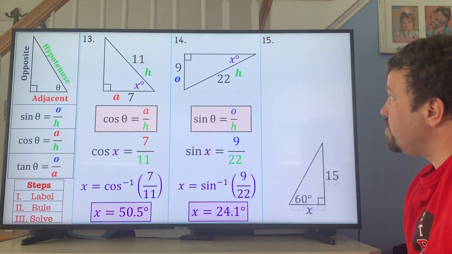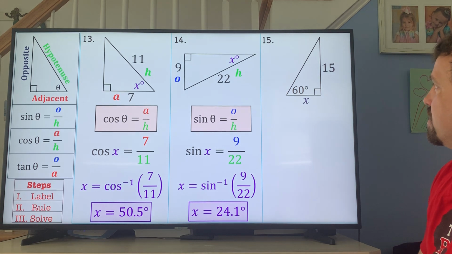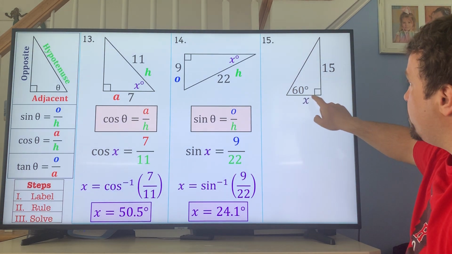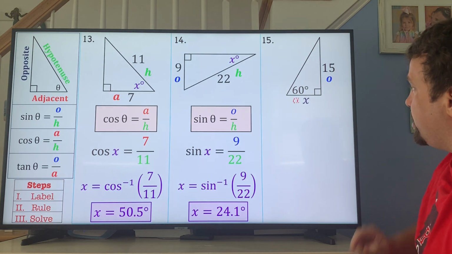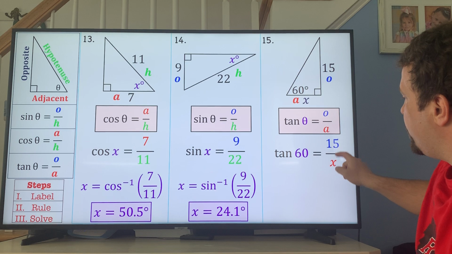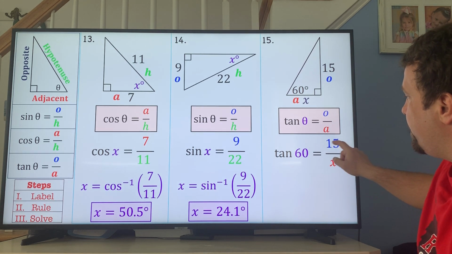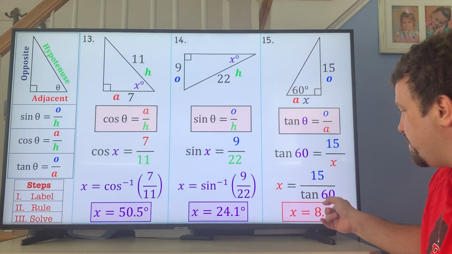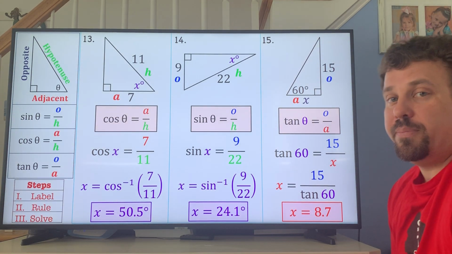All right, 15. Do we have a hypotenuse? No. But we do have an opposite and an adjacent, which is tangent. So tan 60 equals 15 over x, since the x is on the bottom. 15 divided by tan 60 is 8.7. 8.7 is the answer.